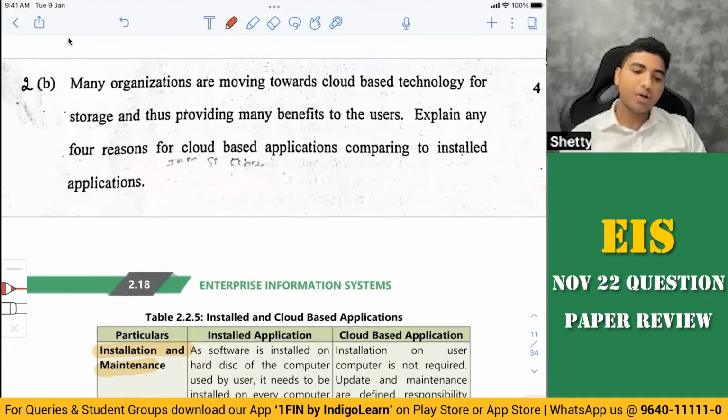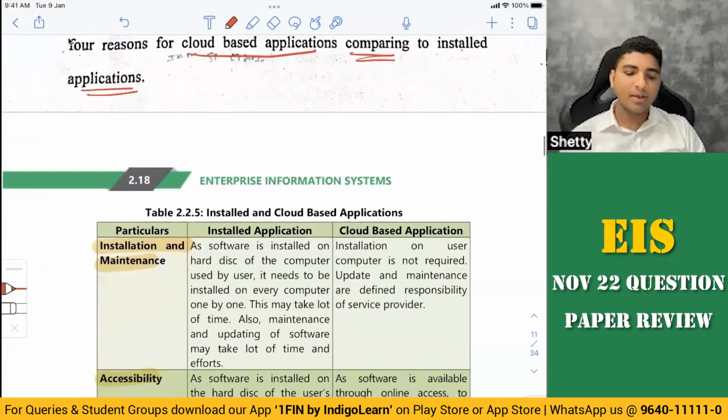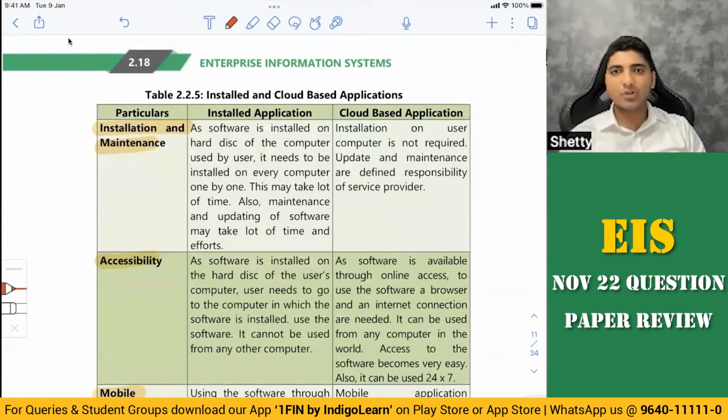So here, they are not just asking what the advantages of a cloud-based application are. They are asking you to compare. Compare what? Compare cloud-based application to installed application. What is a cloud-based application? That is something that you can access with the help of the internet. What is an installed application? That is something that doesn't require the internet, but you use it within your computer itself. So what are the advantages? You're supposed to compare it.